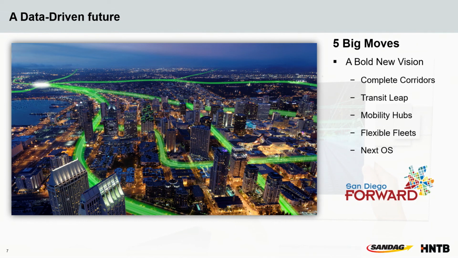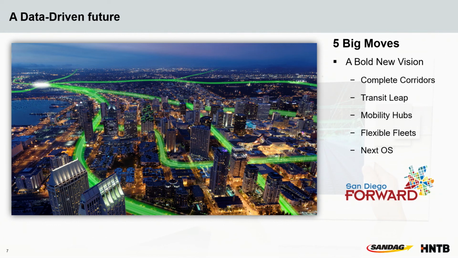So we really were given an opportunity from our executive director, Hasan Akrada, to think about a transformative vision for the region, thinking about 5 big moves to support that vision. What are those moves? Complete corridors, really optimizing our roadways. Transit leap, making transit competitive to the automobile. Mobility hubs, activity centers, places where people congregate, access transportation by various modes. Flexible fleets, which really are designed to help us with that first mile, last mile connectivity issue. These are things like TNCs, Uber, Lyft, et cetera.